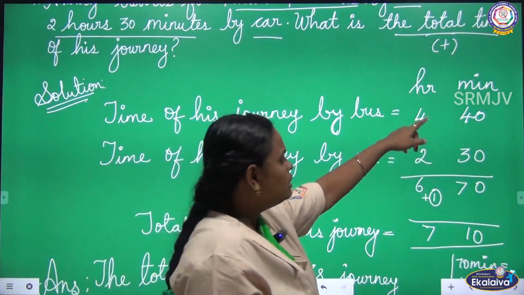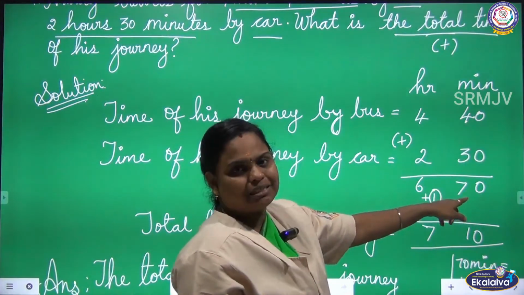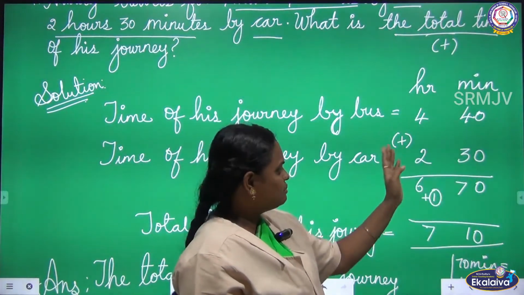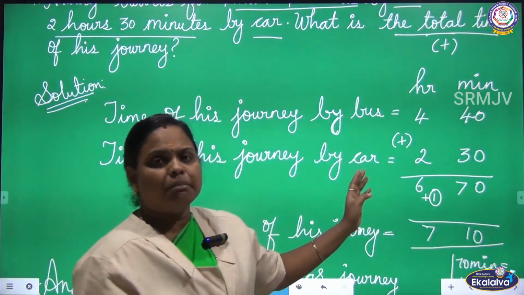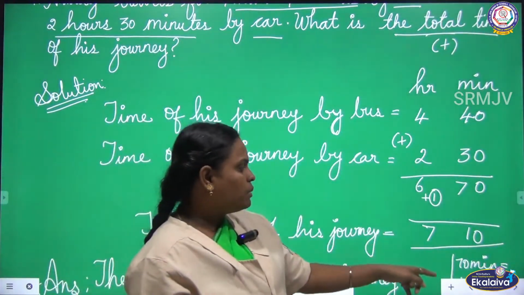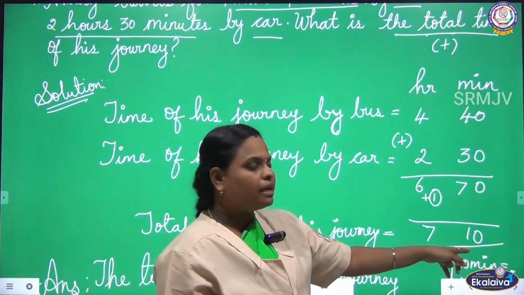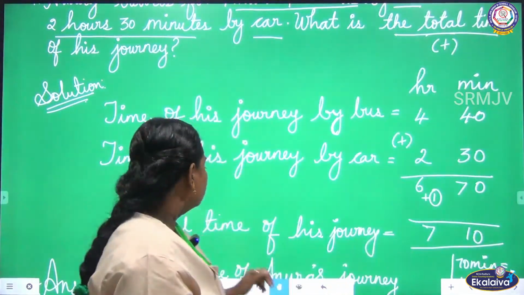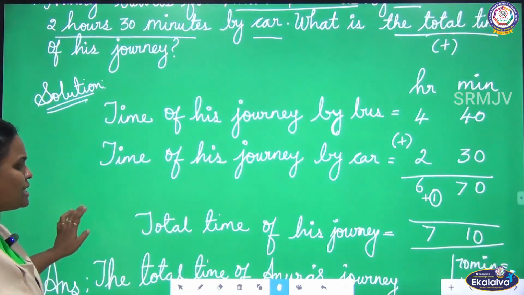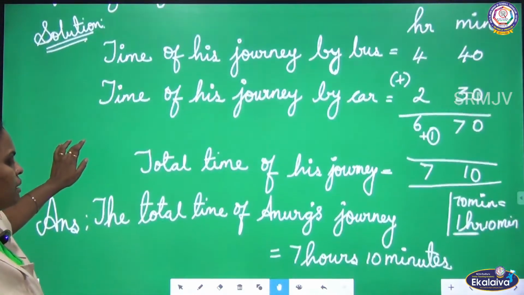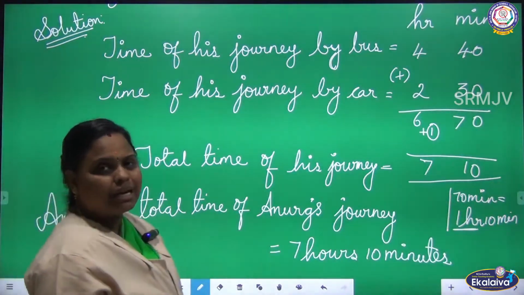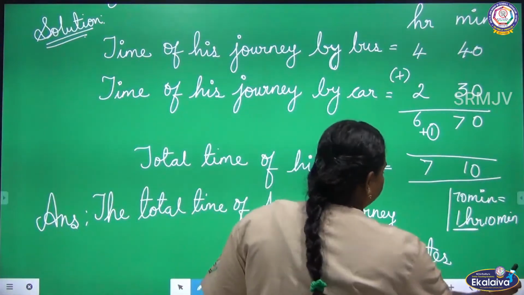So if you add 6 hours 70 minutes, so above 60 means what you will do? You will convert minute into hour. So 70 minutes equal to 1 hour 10 minutes. So that's why I have written 10 here. Then if you add 1 here, so 6 plus 1 is 7. So the total time of Anurag's journey is 7 hours and 10 minutes.